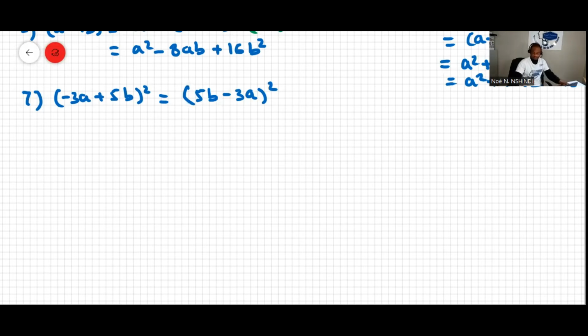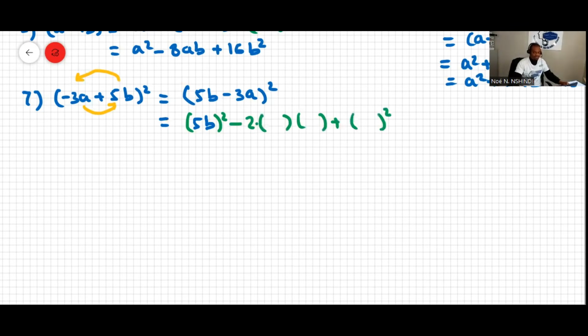So now we switch 5a with -3a. If we switch 5b with -3a, so this will be like a squared. So it's like 5b raised to the power of 2. Now, because it's a minus here, we're going to keep our negative sign there, minus 2a, b, and then plus b squared.